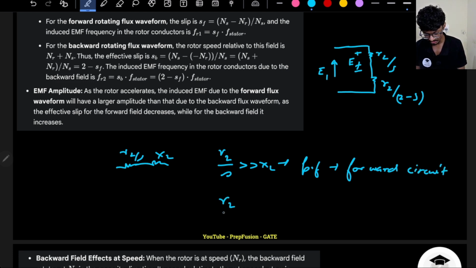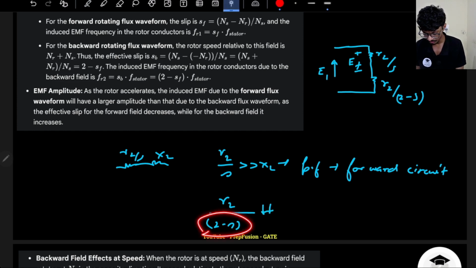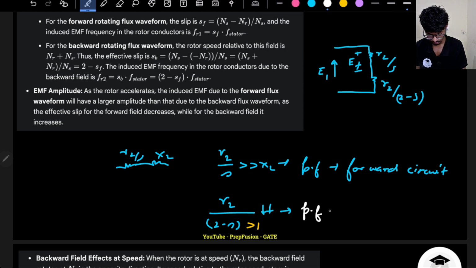Right? In the backward circuit, what is the resistance? Resistance is R2 by 2 minus S, which is actually pretty low because 2 minus S will be something greater than 1. If this value is greater than 1, this value overall will be pretty low. That means power factor will be poor compared to the forward field, poor compared to the forward circuit.